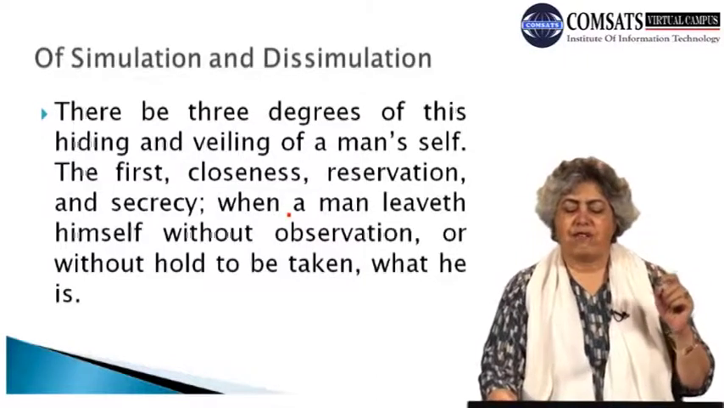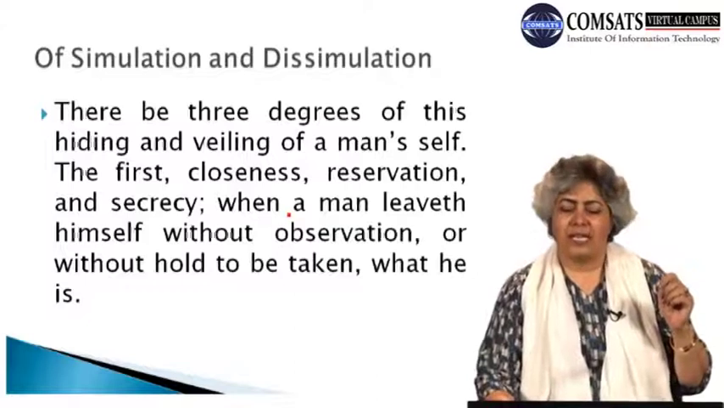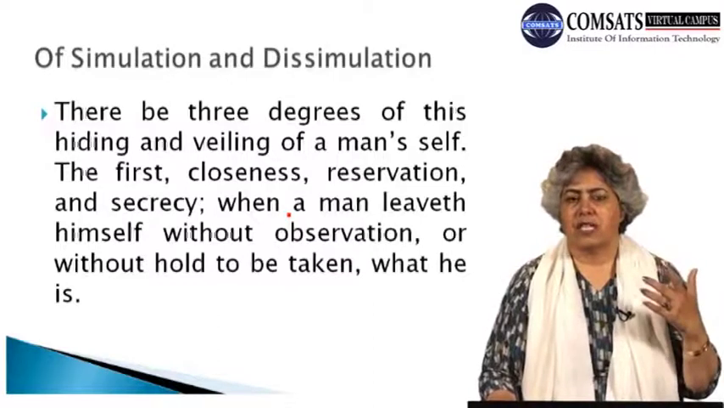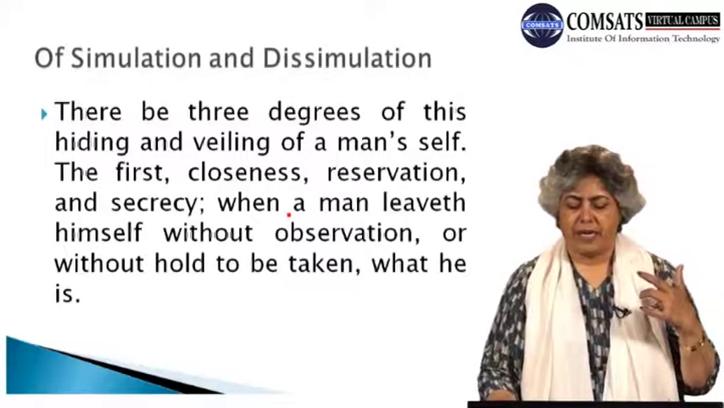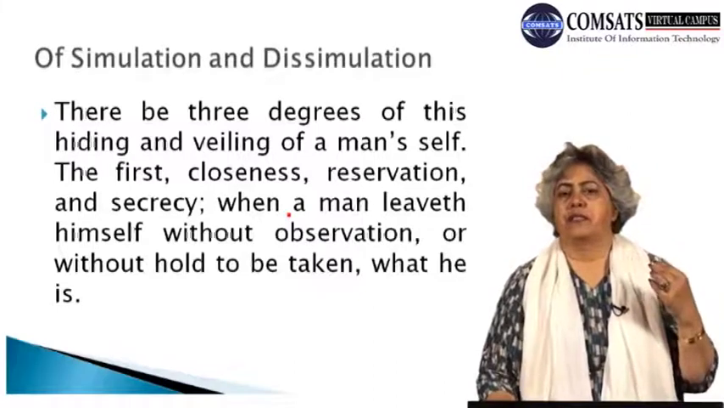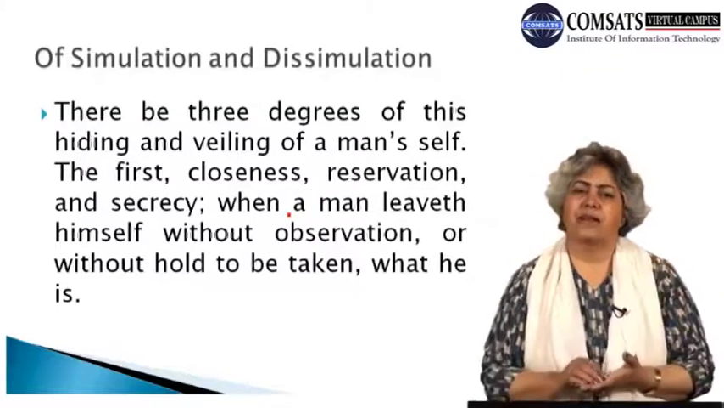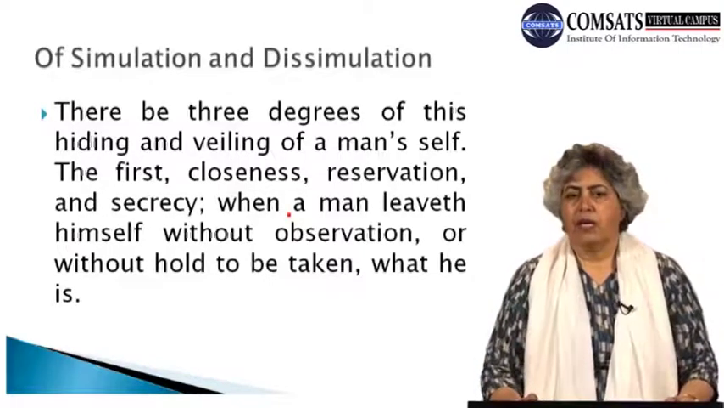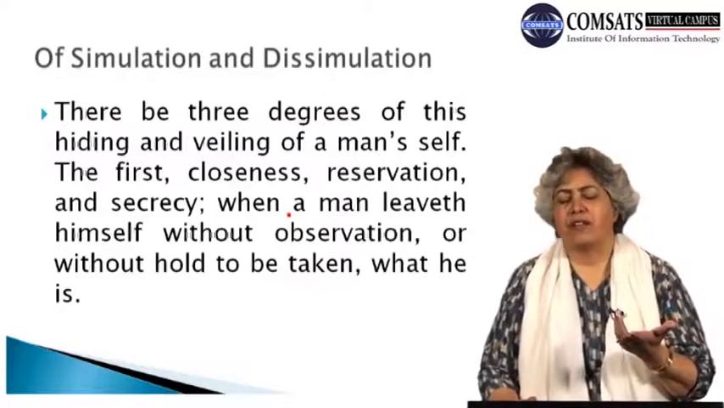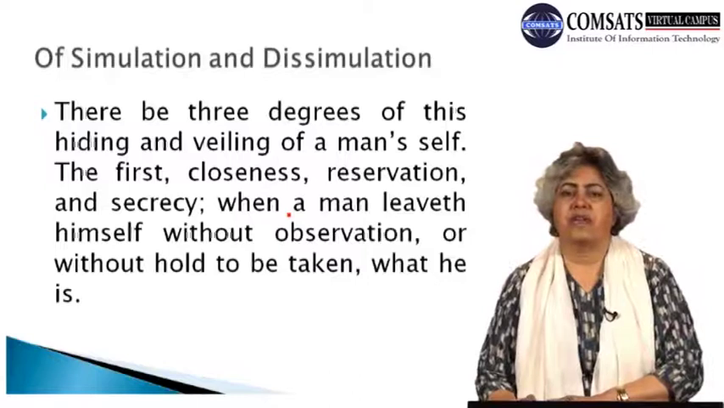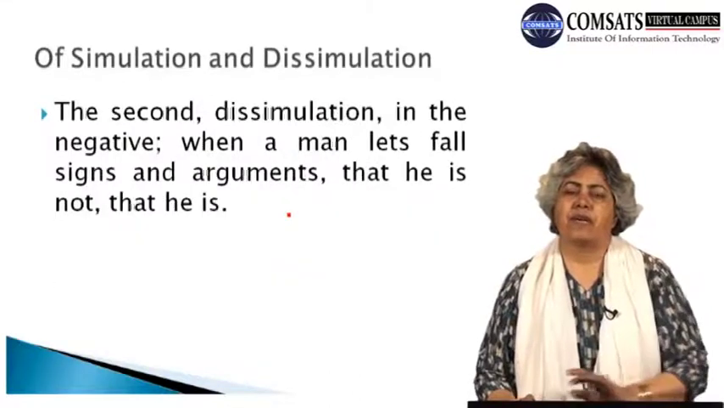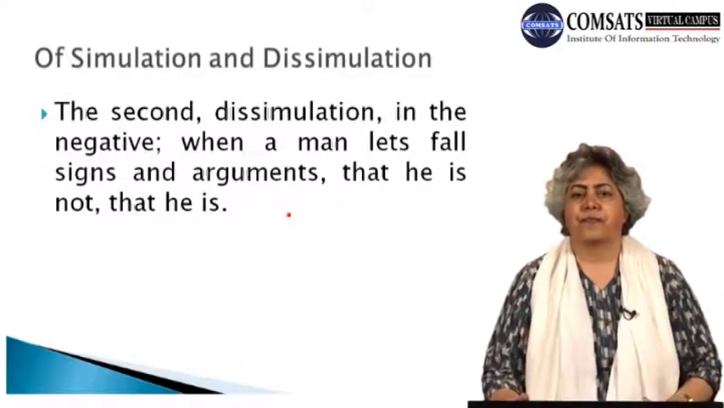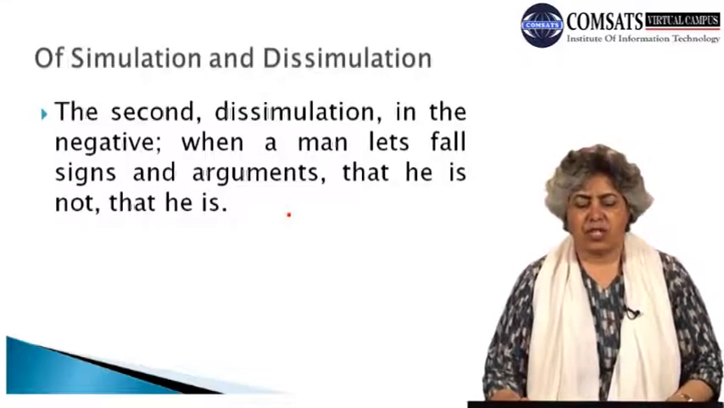When a man leaveth himself without observation or without hold to be taken what he is. So secrecy and reservation and closeness is when a man has no black marks against him. He's known as a truthful, honest man. And he's taken at face value. Normally we are told that we should not take people at face value because people are seldom what they appear to be, what they pretend to be. So the second, dissimulation in the negative.